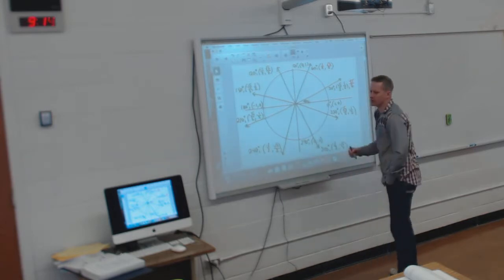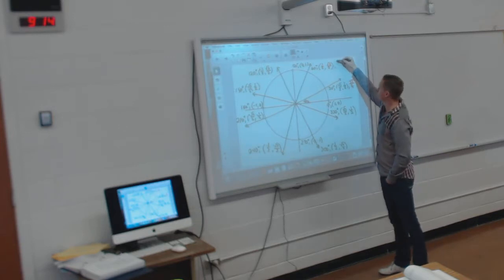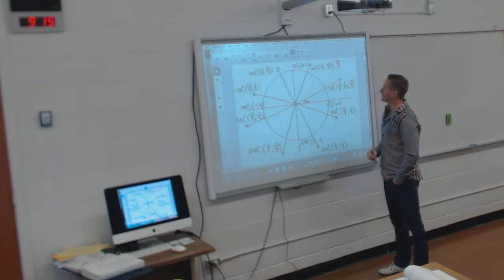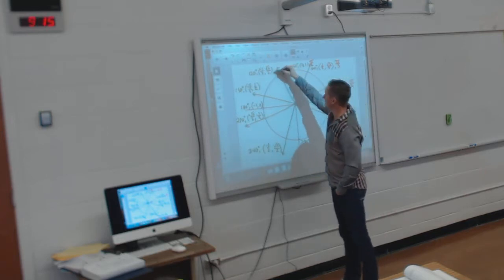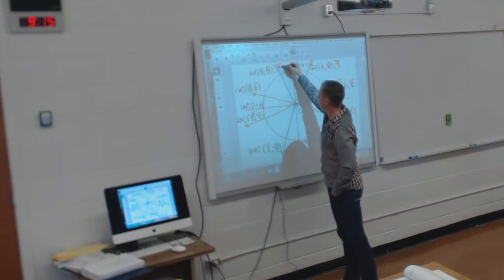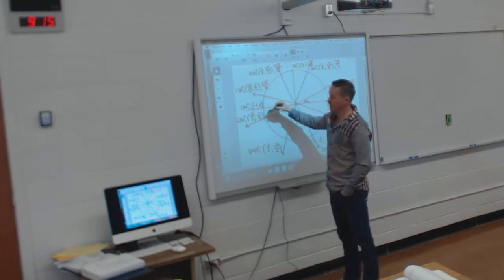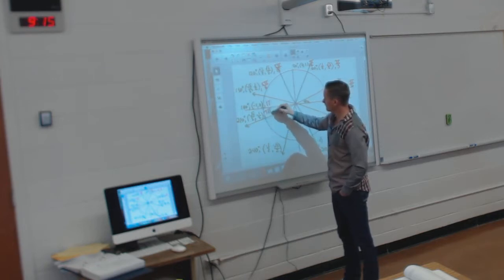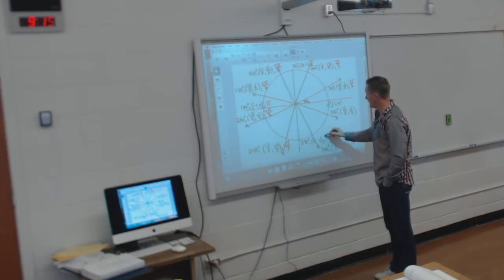All right, so let's count this around the circle, and let's do this. 1 pi over 6, 2 pi over 6, pi over 3. 3 pi over 6, 4 pi over 6, 5 pi over 6, 6 pi over 6, 7 pi over 6, 8 pi over 6, 9 pi over 6.